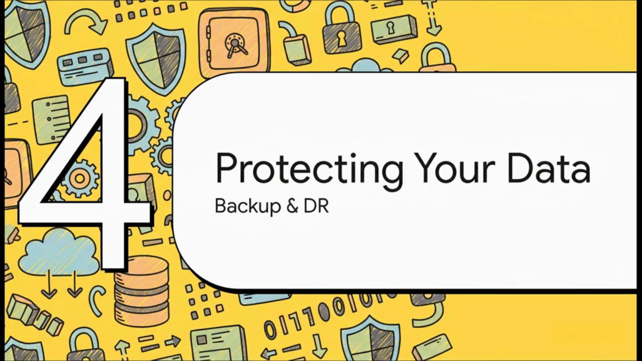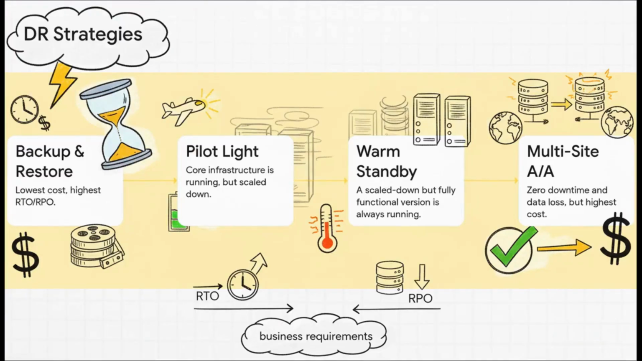So let's shift gears and talk about data protection. For the exam, you've got to know these 4 main disaster recovery strategies, and, more importantly, their trade-offs. It's a spectrum. On one end, you've got backup and restore. It's cheap, but it's slow to recover. All the way on the other end is multi-site active-active. Instant recovery, but man, is it expensive. And in the middle, you've got pilot light and warm standby.